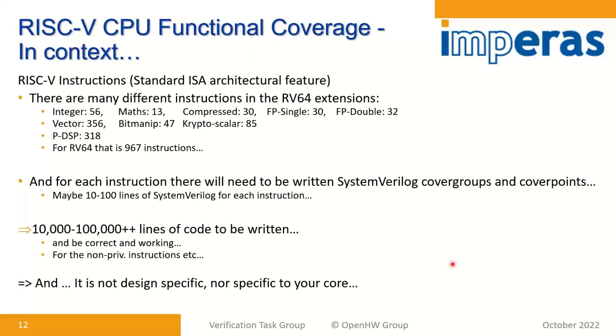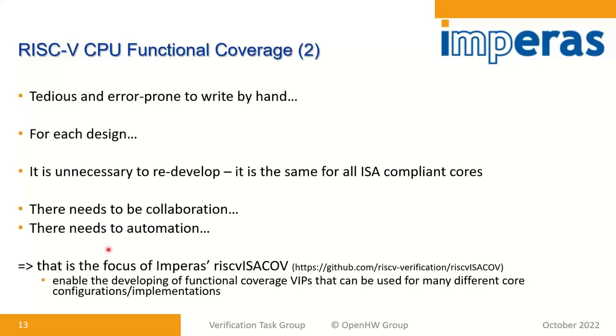If we look at the standard ISA, and this slide is now a little bit old, but if you look at the basic instruction sets, we're actually over 1,000 instructions now for the different extensions that are part of RISC-V. Each one of them is going to need SystemVerilog, so you're into the hundreds of thousands of lines of code, and it's not specific to your core. That's the key thing. If you've got to write it by hand, it's pretty tedious and error prone. You need it for each design, but it's unnecessary to redevelop it. So there needs to be some form of automation and collaboration.